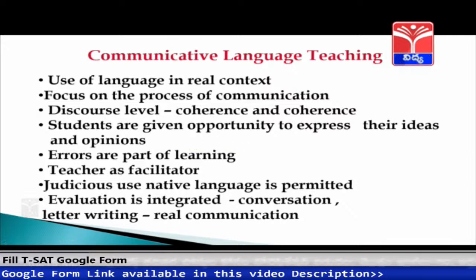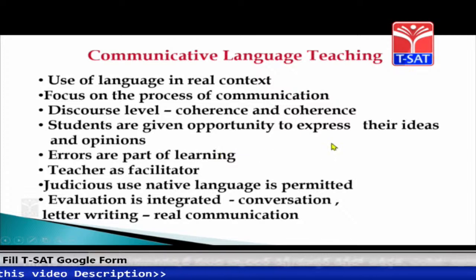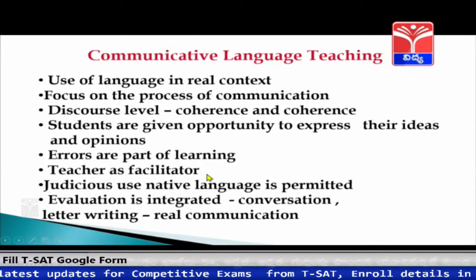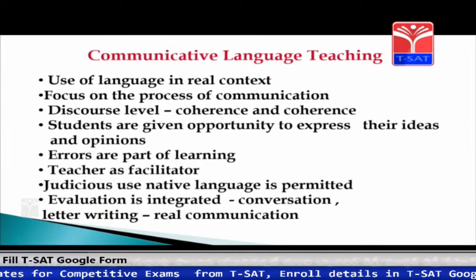Earlier methods strictly prohibited errors, whereas CLT tolerates errors because there is no learning without errors. The learners have freedom to make errors, and every time errors are corrected individually or in groups, and the teacher never comes out with the right version of language. Peer correction is given prominence, and the teacher's role is shifted from an authority into a facilitator.